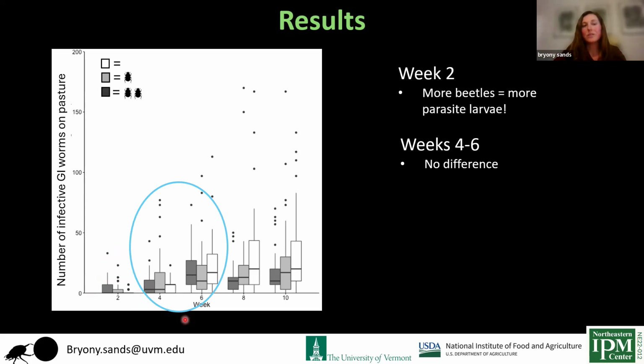Looking at weeks 4 to 6 of the experiment, there was no difference in the number of parasite larvae around the dung patties with different levels of dung beetle colonization.